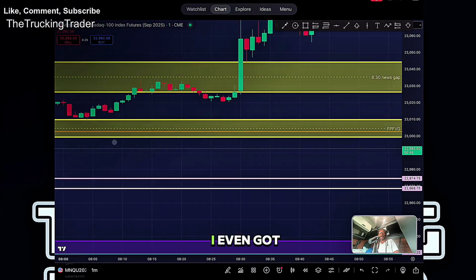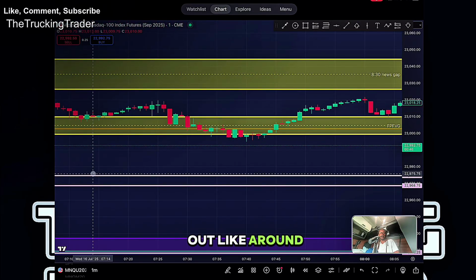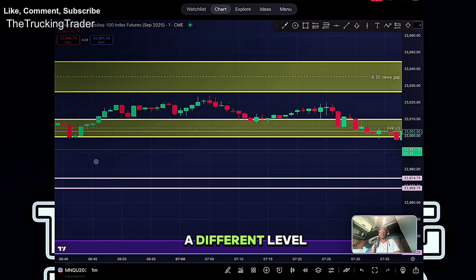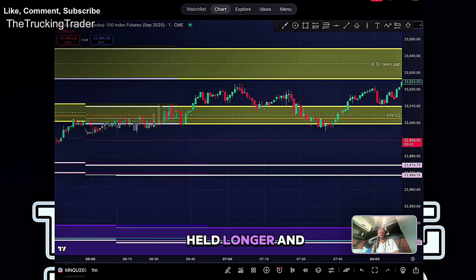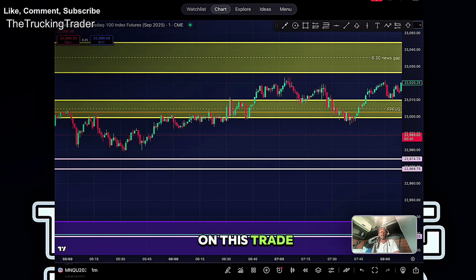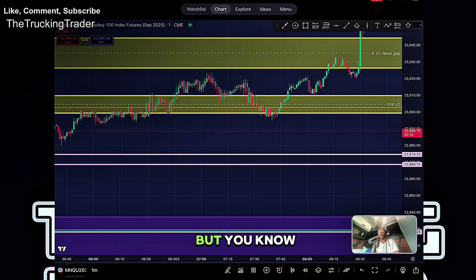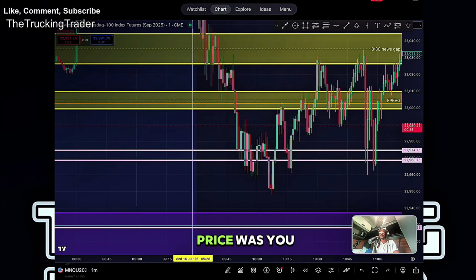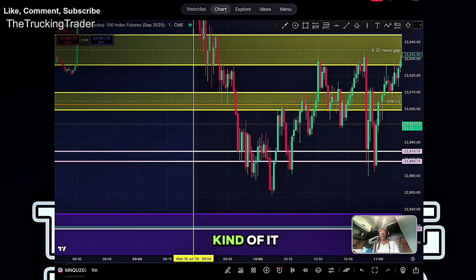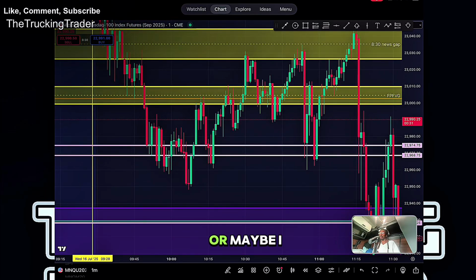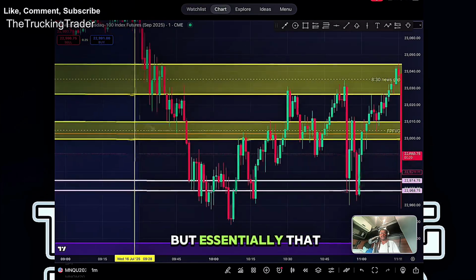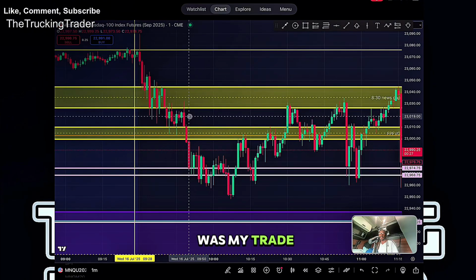I think I even got out around a different level. I could have held longer and made more profits on this trade, but I just pretty much got out. Price was moving, but it was looking a little bit shaky, or maybe I was just doubting myself today. But essentially, that was my trade.